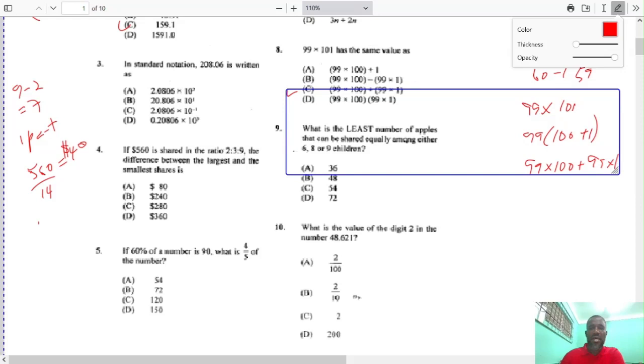Now, what is the value of the digit 2 in the number 4.621? So here, this is 1 over 10, so this is the tenths position, and this position is the hundredths position. So it becomes 2 over 100. Therefore, our answer here is A, 2 over 100. That's question 10.